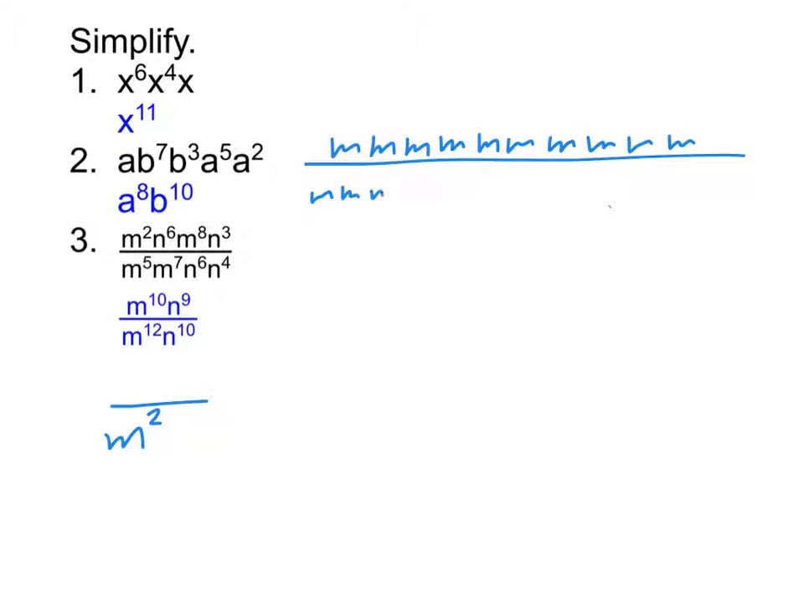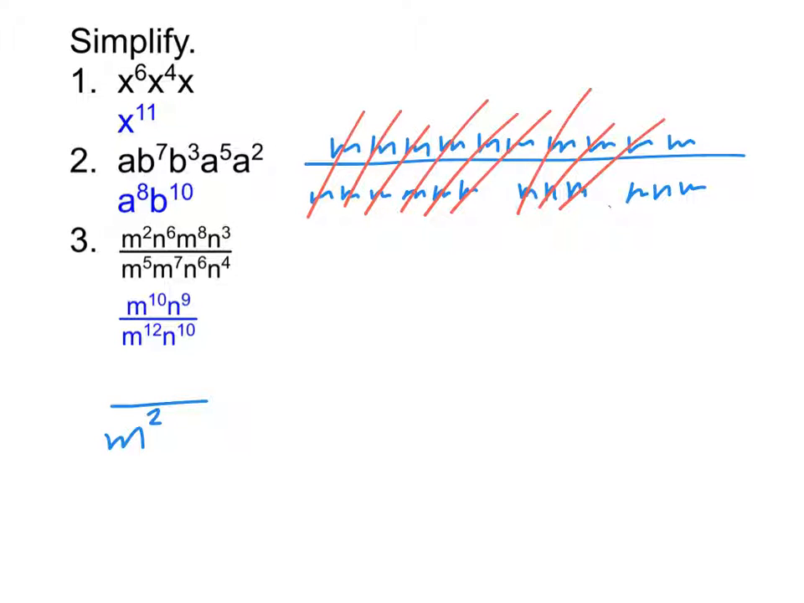Then on the bottom, we have m to the 12th. Okay, there's 12 m's on the bottom, or at least scribbles that I'm meaning to look like m's. So if I'm going to reduce this fraction, writing it all out the long way, really what I'm doing is canceling out pairs of m's. Anytime I see an m on the top and an m on the bottom, I can cancel those. Notice what that leaves me with.